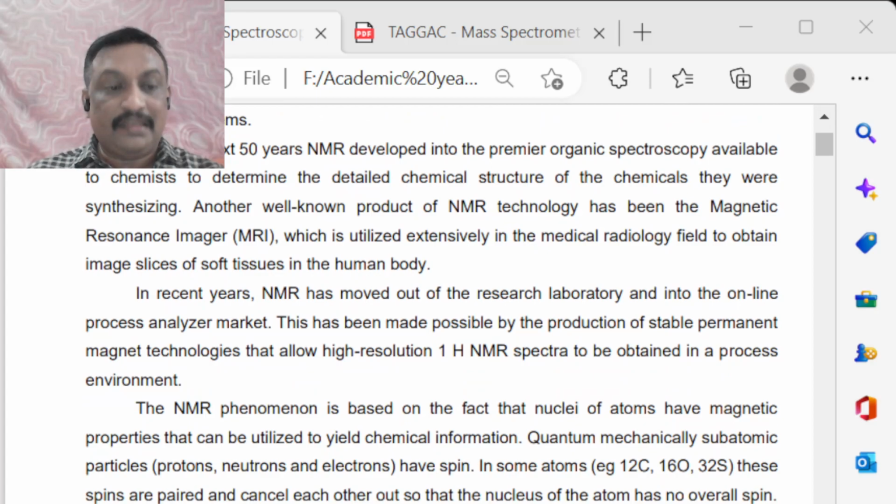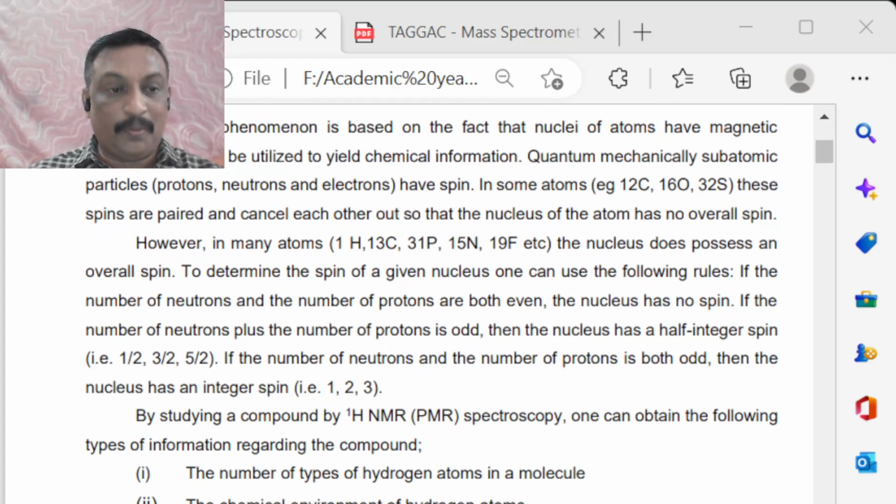When we are studying NMR spectroscopy, there are very important aspects of the organic compound. The first thing is the number of types of hydrogen atoms in the molecule can be determined easily by employing the NMR technique. Then the chemical environment of hydrogen atoms and the number of hydrogen atoms in a given chemical environment, and finally the molecular structure and its stereochemical features can also be established using the NMR technique.